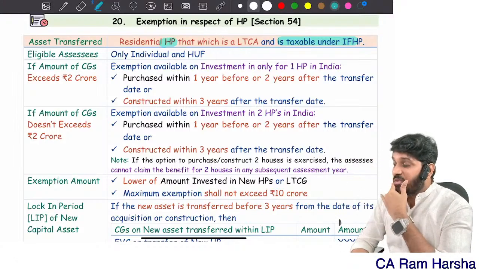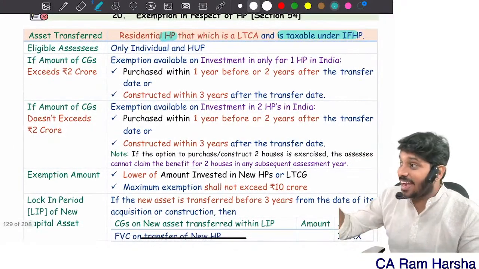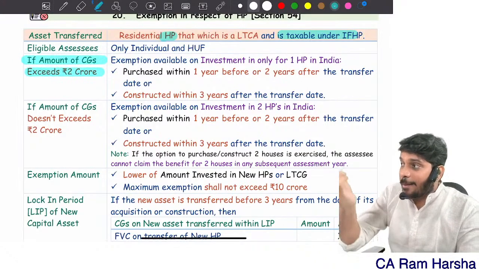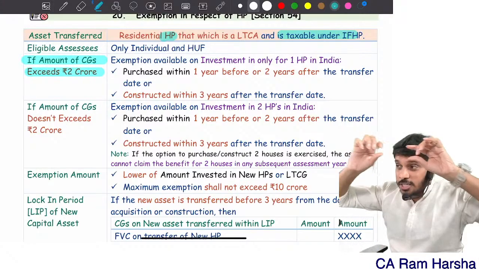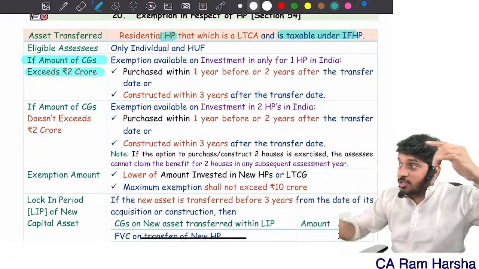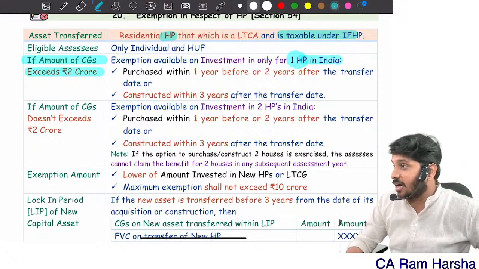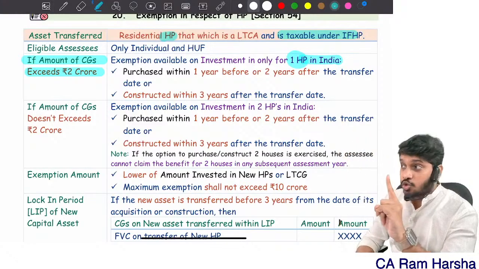What should I invest in, and within what time do I have to invest? This is the question, very simple. You should invest in another house property. Here, investment is linked with the amount of capital gain. Suppose the gross long-term capital gain is more than 2 crore. Then you can purchase only one house in India. You can buy 2 or 3, no problem, but you will get exemption only for one.